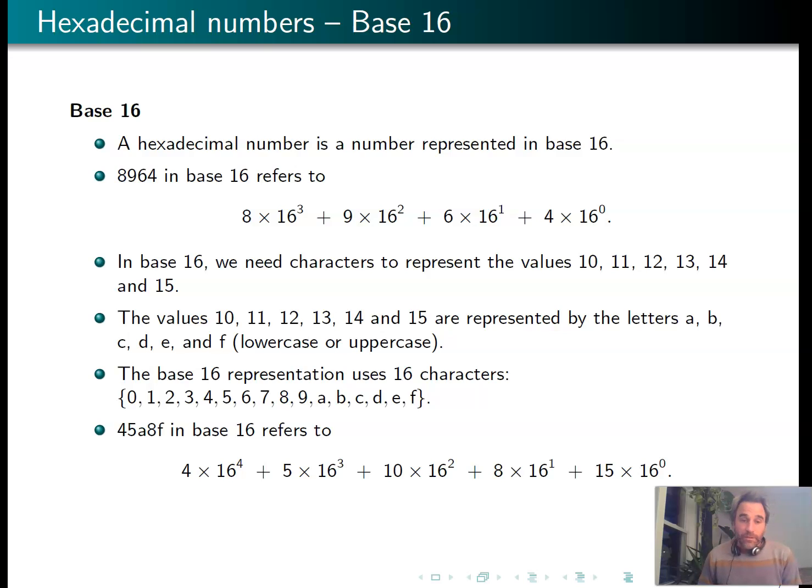So for example, the number 45A8F in base 16 refers to the following operation. Whenever we see A, that's 10 times 16 to the power of the rank. F is 15 times 16 to the power corresponding to the rank of the letter F.